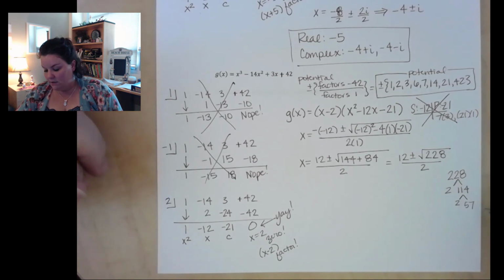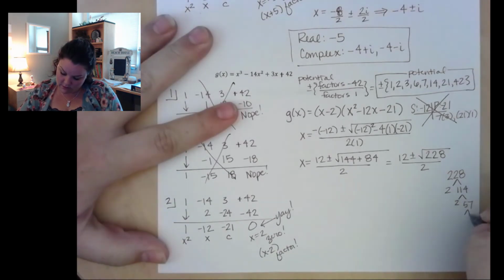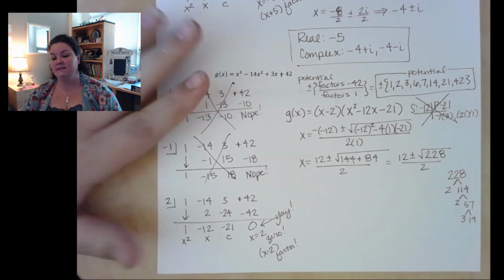57, is that prime? Let's see. Does 3 go into it? 3 goes into it, right? So this would be 3 times 19. Okay, so that's not going to help us.